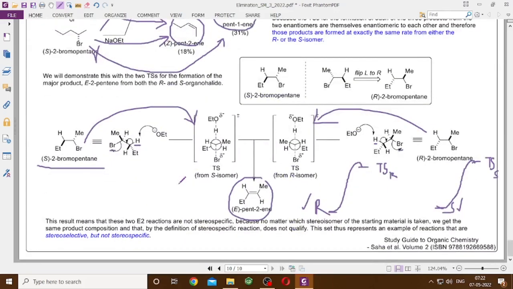So this reaction represents an example where the reaction is stereoselective but not stereospecific. So it is not always true that stereoselective means stereospecific. However, stereospecific by definition will always be stereoselective, because stereoselectivity is defined as one stereoisomer dominating over the other, as you are seeing. Stereospecific means that. So I hope that this important concept has been understood by you.